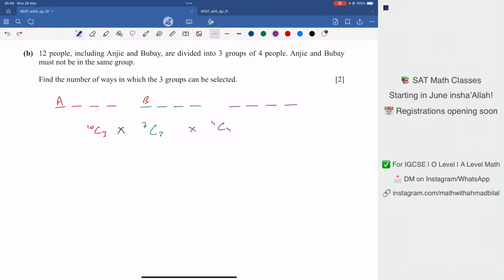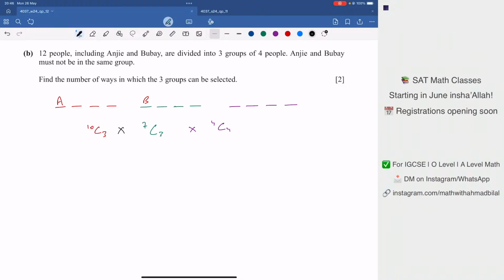You could do this in any order, it doesn't matter. You could select the last ones first. You could say 10C4 and then the previous one 6C3 and then 3C3. That will give you the same result as well. It doesn't really matter. You could do it that way as well. That will also work. Put this on a calculator and see what that gives you. Now, in this case, you don't have to divide by anything.